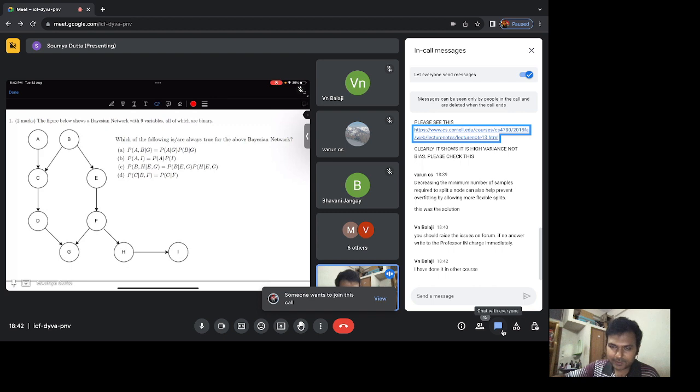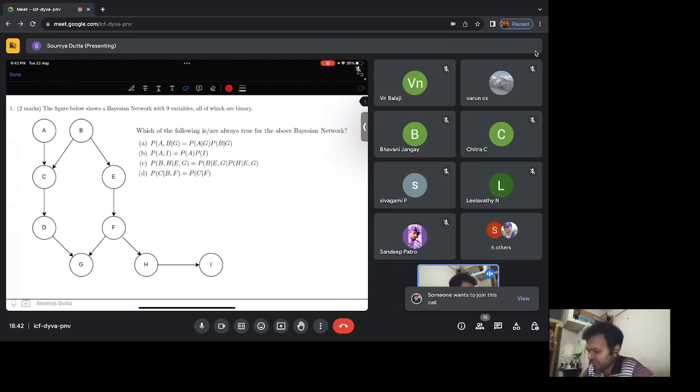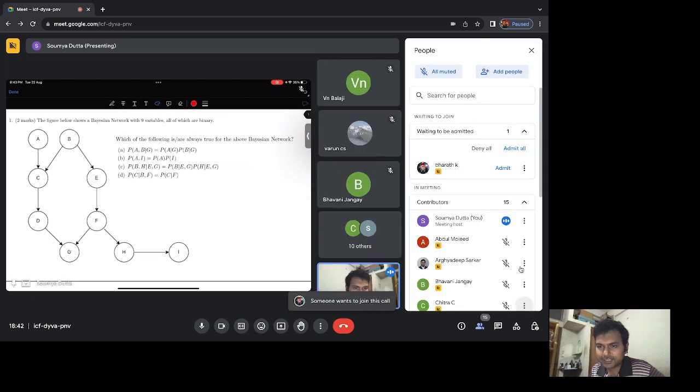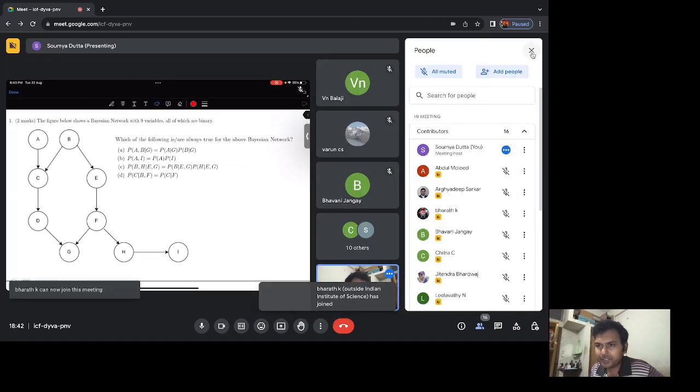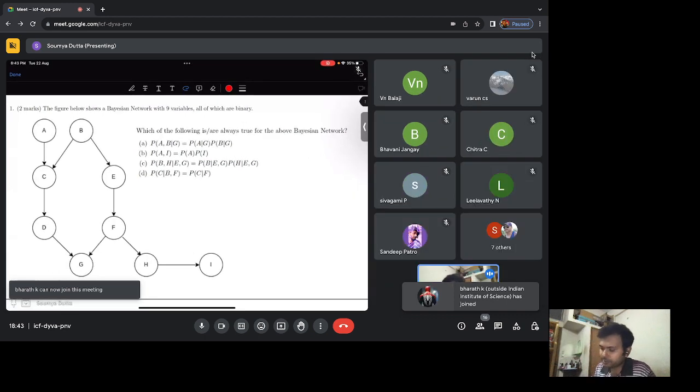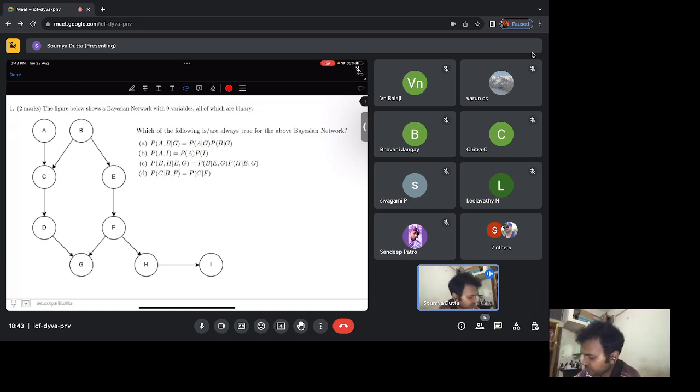So now coming to this particular topic for today. It was some Bayesian networks. So I thought that mainly I will go through some problems for this, and maybe that would be enough. So the first question is, the figure below shows a Bayesian network with 9 variables, all of which are binary, and which of the following are always true for the above Bayesian network. So let's consider each of them one by one. The first one is P of A comma B, which says A and B are conditionally independent if you know G. Okay, so do you think that this is correct?